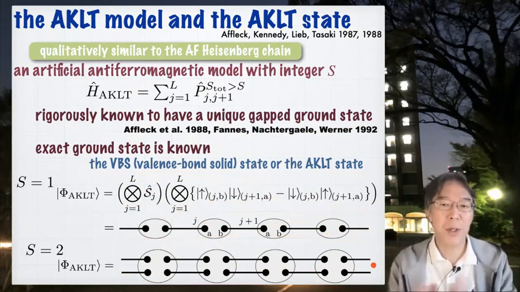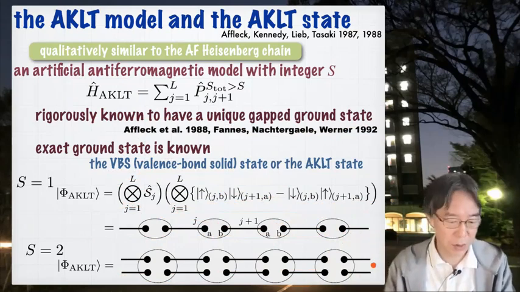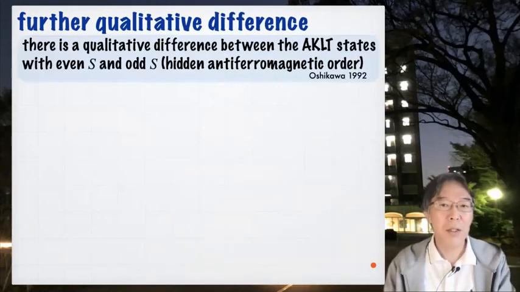Okay, so that was about the qualitative difference between integer and half-odd integer spins. In 1992, Masaki Yoshikawa discovered a further qualitative difference.